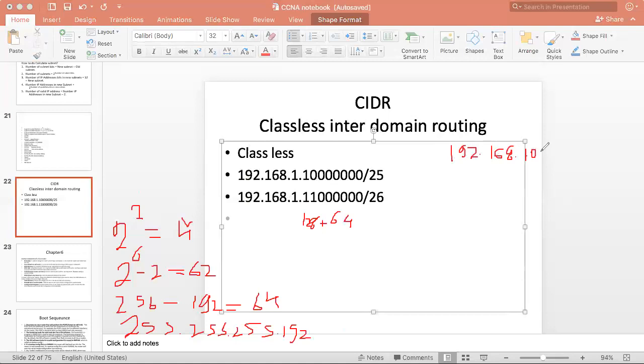This will be the first network because this is the first IP, and it will go till 1.63. Now the block size is 64, so this is the first network. The second network will start after 64, so the second network will start at 64. The third network will start at 64 plus 64 equal to 128. And the fourth network will start at 128 plus 64 equal to 192.